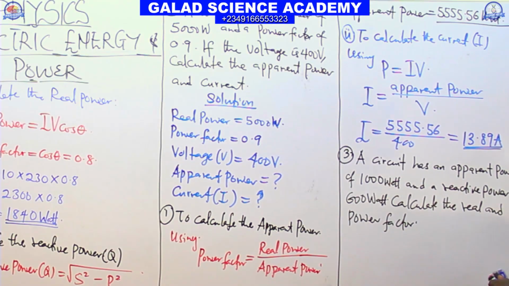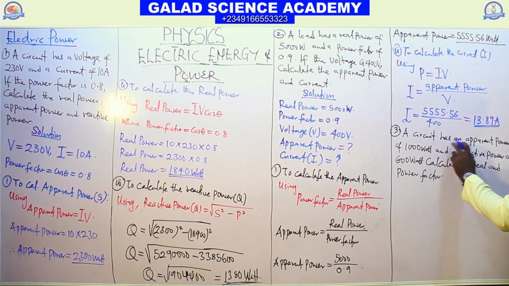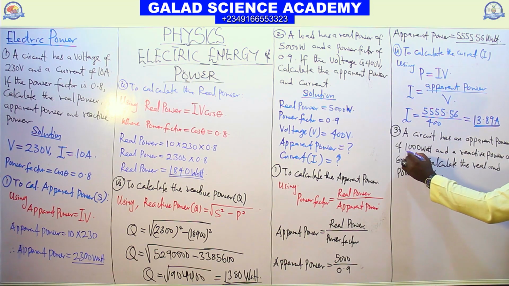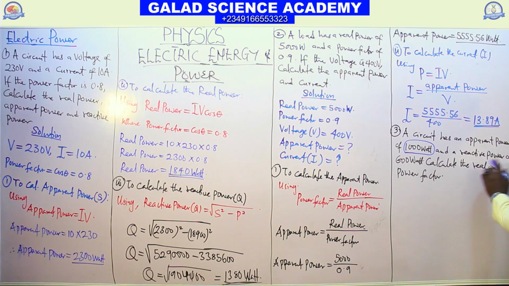Look at these questions now. Here you are given a circuit with an apparent power of this apparent power and a reactive power of 600 watts. Then calculate the real power and the power factor. So to solve this question, it's very simple. To know the real power, what do we use?